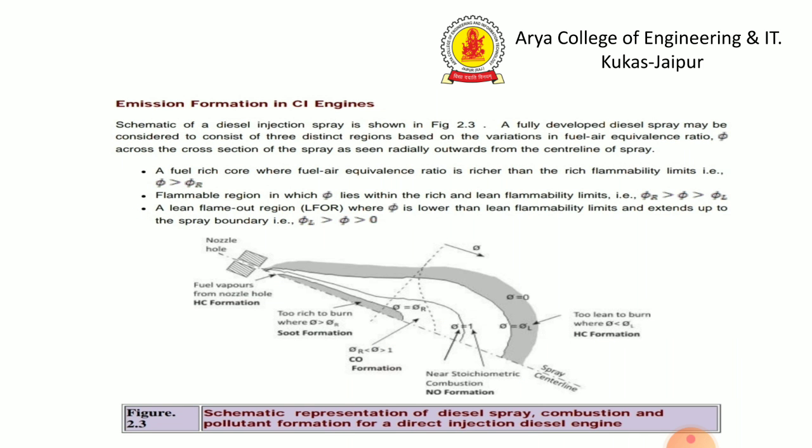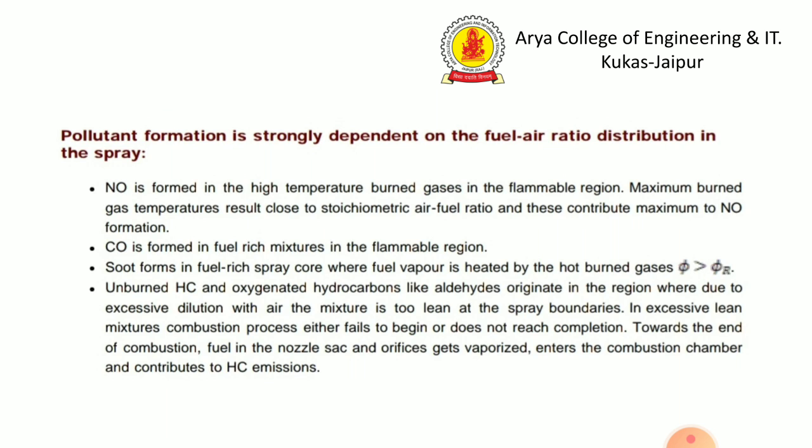So here we learned about the different formation of emission pollutants in the spray of a nozzle of a diesel engine, where all the pollutant formations depend upon the air fuel ratio. When the mixture is too lean, there is HC formation. When the mixture is too rich, then soot and NOx emissions are formed. So these are the basic formations of the emissions in CI and SI engines. Thanks.